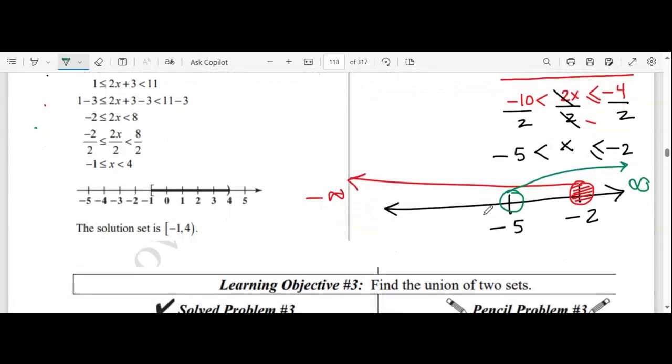Now, what is the intersection here? What is the intersection? Open or closed? Negative 2, closed, right? To where? Open negative 5. Right. Is this clear? Clear or not clear?